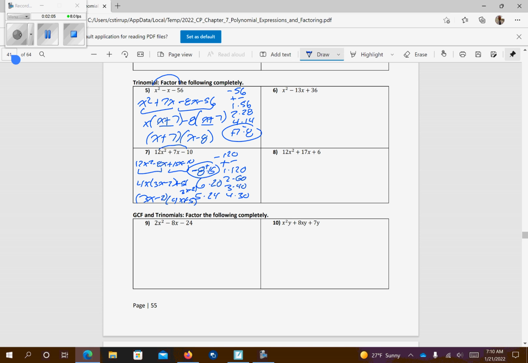All right, number 9, looks like I can factor a 2 out first. So my answer is going to be 2 with parentheses like this. If I factor that 2 out, that's going to leave me x squared minus 4x minus 12. Now I'm going to multiply negative 12 and 1 together, so I get negative 12. So I have positive and negative: 1 and 12, 2 and 6, 3 and 4. We want one positive and one negative to add up to negative 4. None of them are going to work, so my answer is actually just this, 2 out front like that.